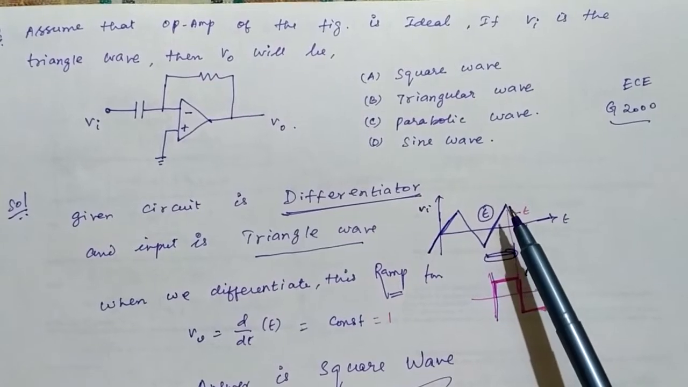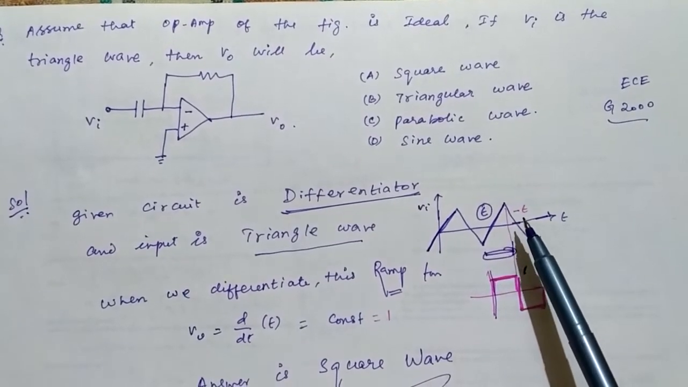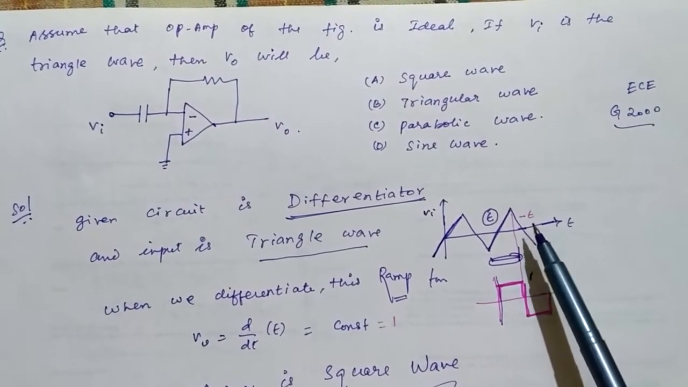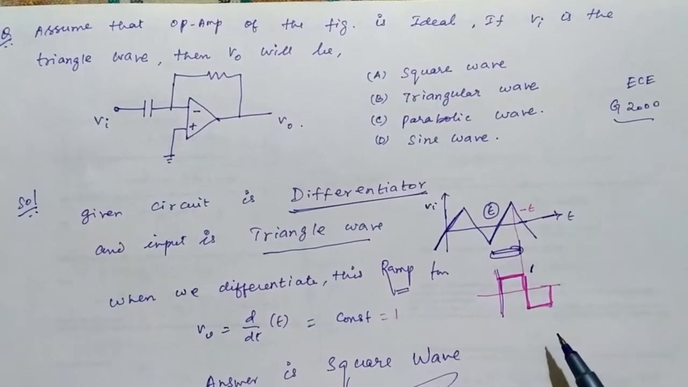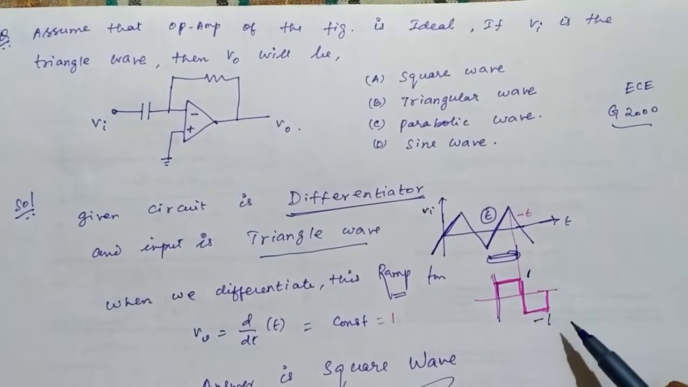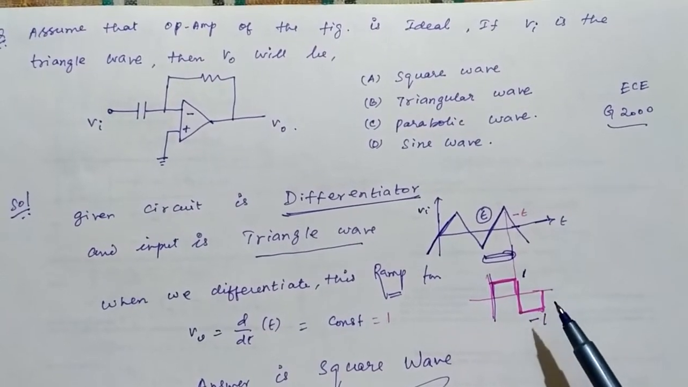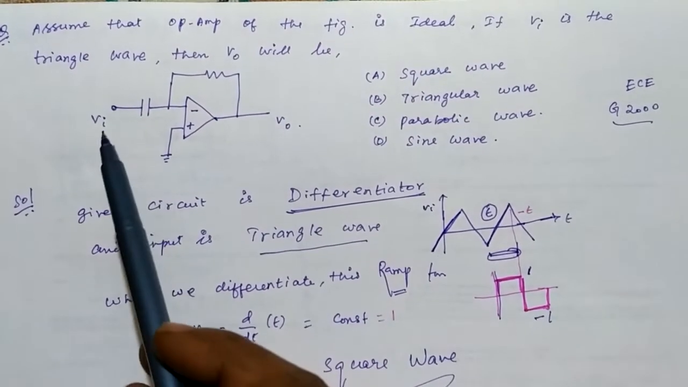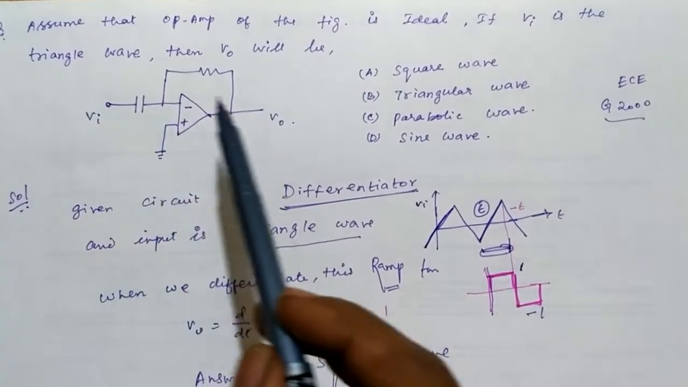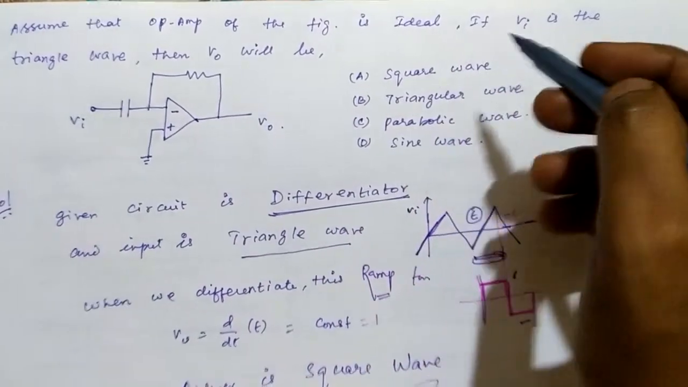Similarly, in this slope we have the negative slope, minus t. When we differentiate, that will lead to minus 1. So therefore this output waveform is a square wave. The input is a triangular wave, the output is a square wave. So the answer is this.